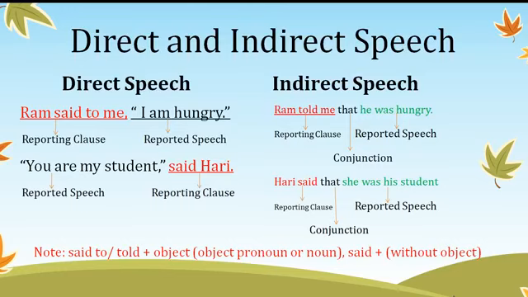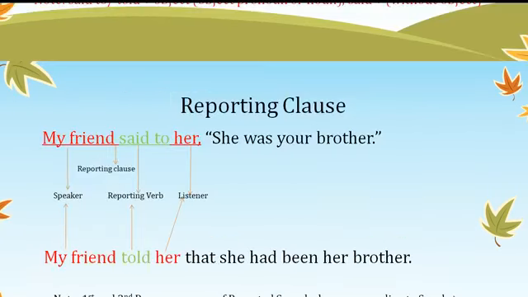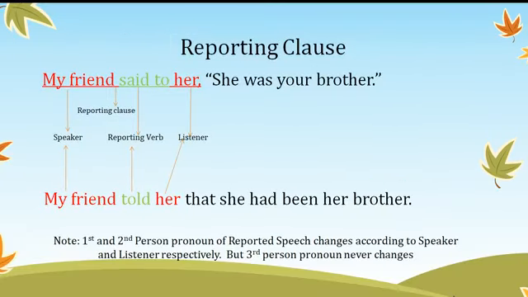The difference between "said to" and "told" and "said": "said to" and "told" always come with an object. That object stands for a noun or pronoun, that I already said to you. And "said" comes without an object. So this also I have mentioned to you, how direct speech and indirect speech look. In the next slide we go over what is in the reporting clause.